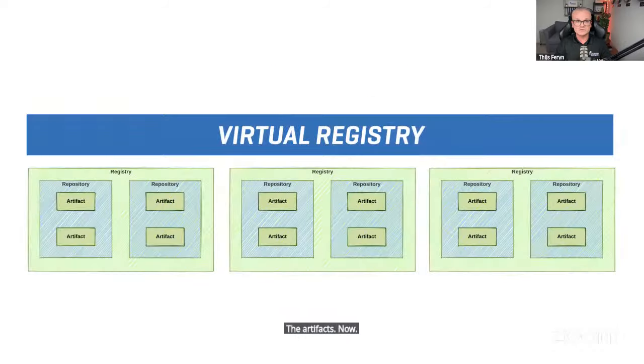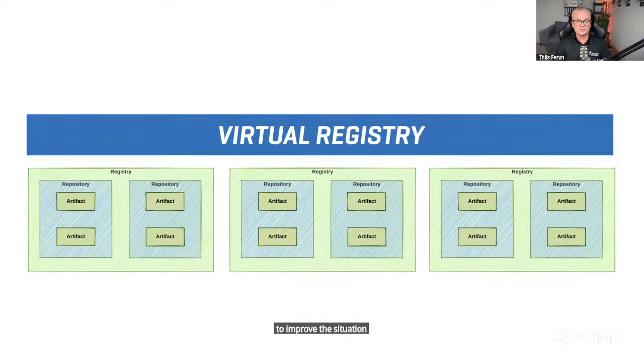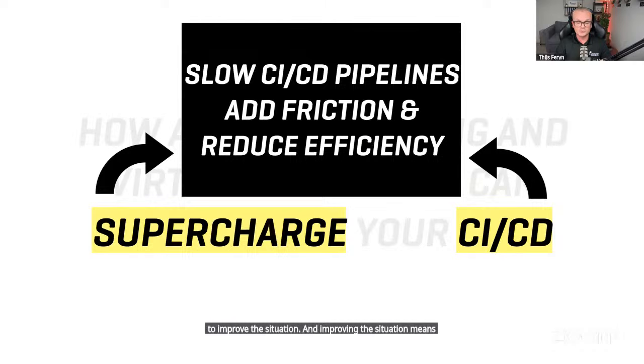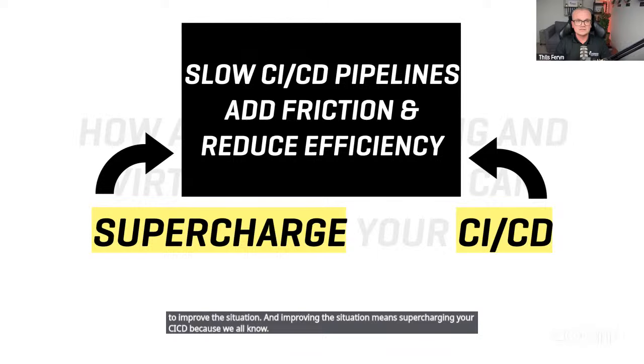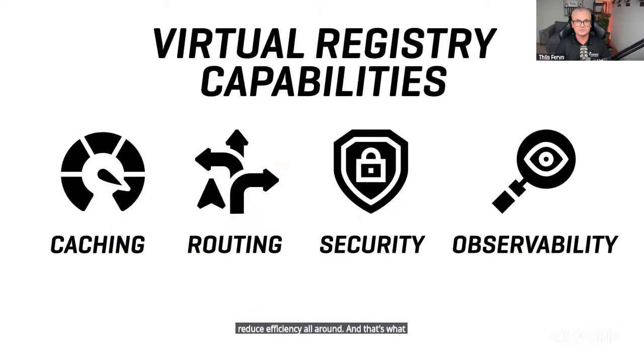Now, a virtual registry is an abstract layer in front of it that routes and caches and does other things to improve the situation. And improving the situation means supercharging your CI/CD, because we all know at scale, slow CI/CD pipelines can really add friction and in general just reduce efficiency all around. And that's what a virtual registry will do.